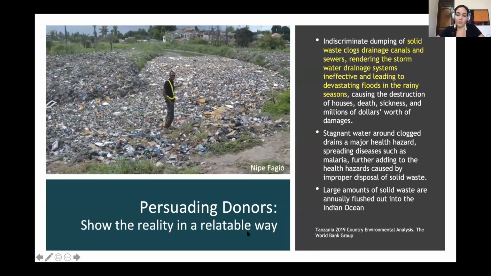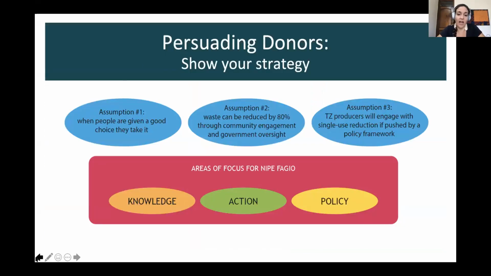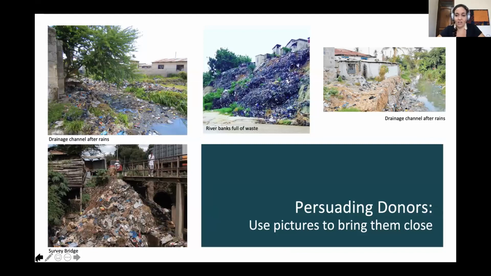So one of the things that we do to persuade donors, as you can see here, is showing pictures. A donor may have never been to Tanzania and may not understand what the situation is here on the ground. So when you show pictures and write a little bit about the situation, about the flooding, about the clogging of drainage canals and all of that, then if a donor knows that this is supposed to be a river where this person is standing, it makes it easier to understand the reality on the ground. And we take a lot of pictures. As you can see, we document all the time so that we have a lot of pictures that donors can relate to.